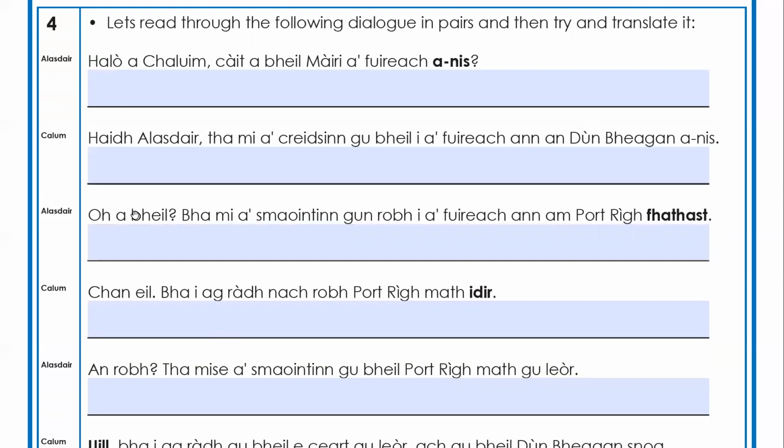O Avel. O is. So O. The Avel is responding to Gevelia Furach and Dunvegan. So it's Vel. Oh, Avel. Oh, is she?